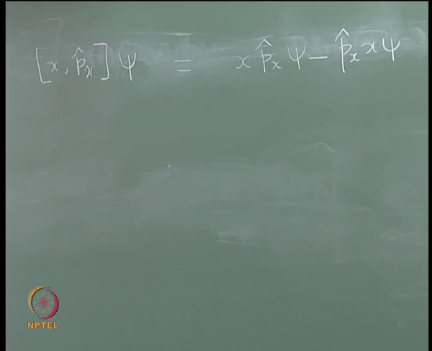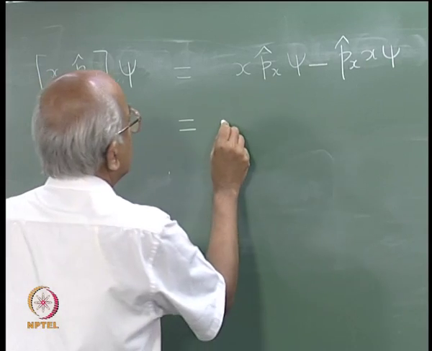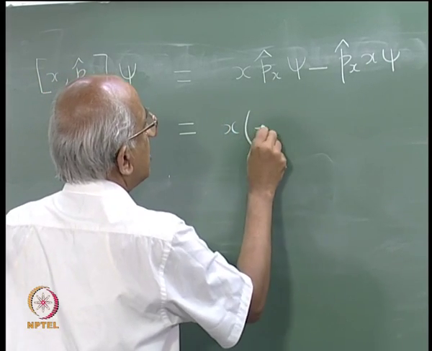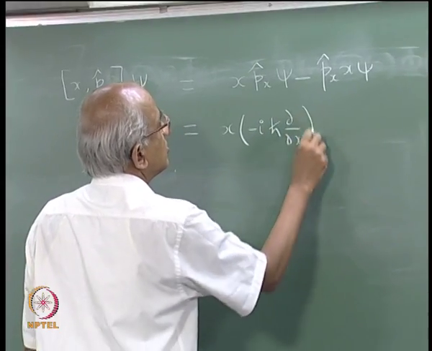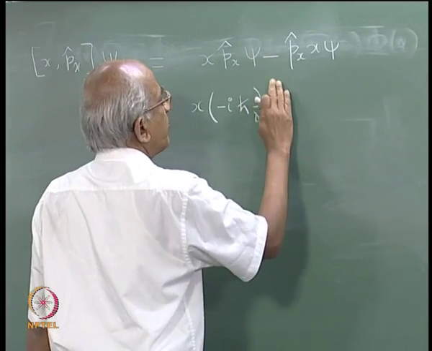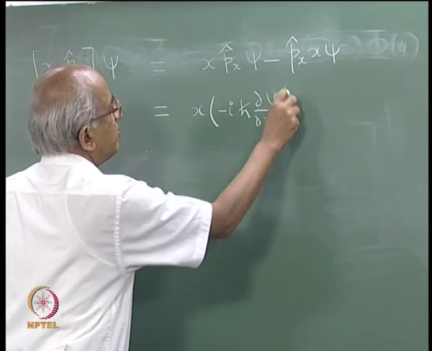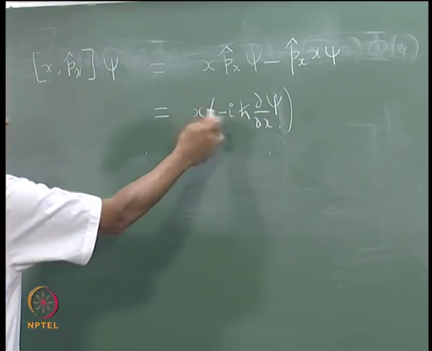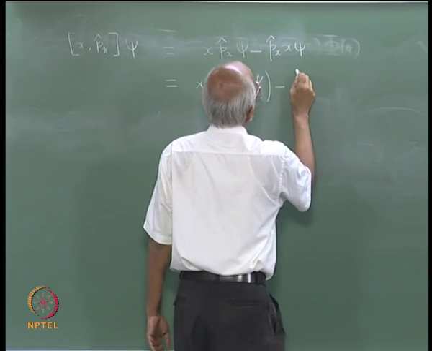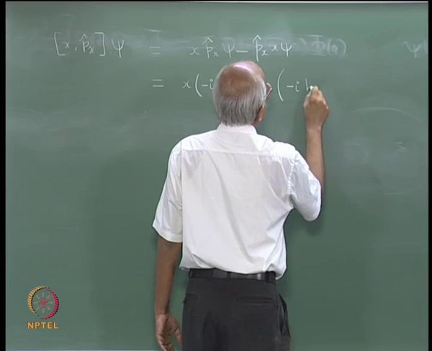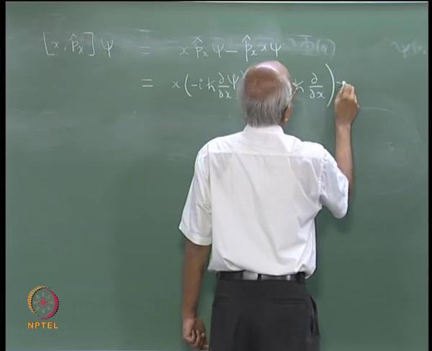Well, let me calculate this. How do I calculate that? The answer is, I can say, okay, this is equal to x. Px is actually minus I h cross dou by dou x. So, this has to operate upon psi, and if it operates upon psi, what happens? You will get the derivative of psi with respect to x multiplied by x, and of course multiplied by minus I h cross, and from there you have to subtract what? Minus I h cross dou by dou x operating upon x into psi.